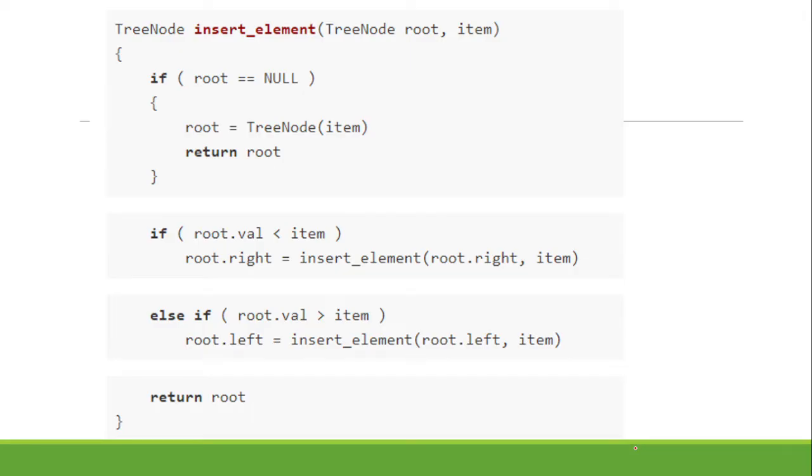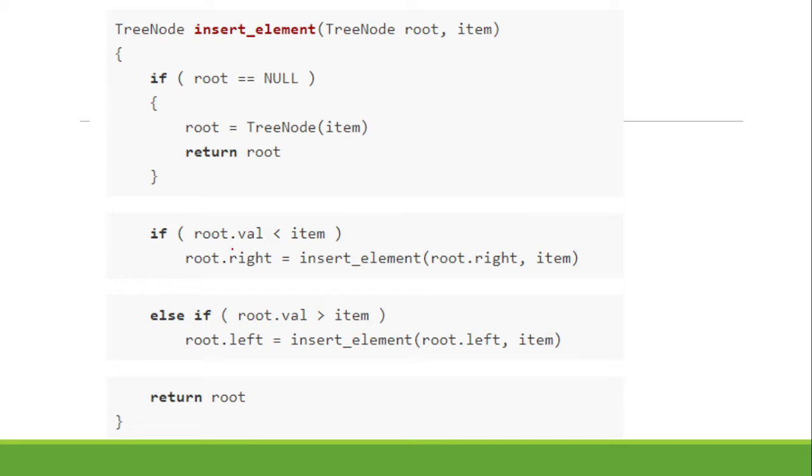Let's see the pseudocode. Tree node insert element. The arguments are the root node and the element to be inserted. If root equals null, that means the node to be inserted is the first node of the tree. So add the newly created node as the root. So root points to the newly created node.